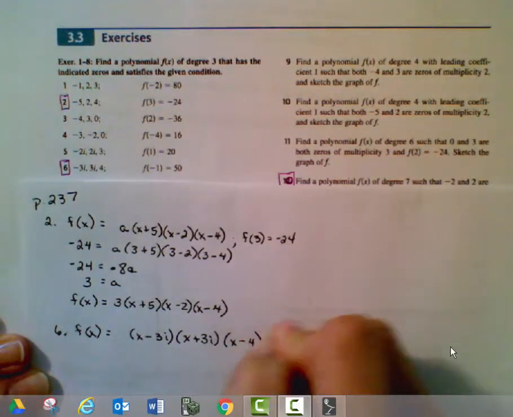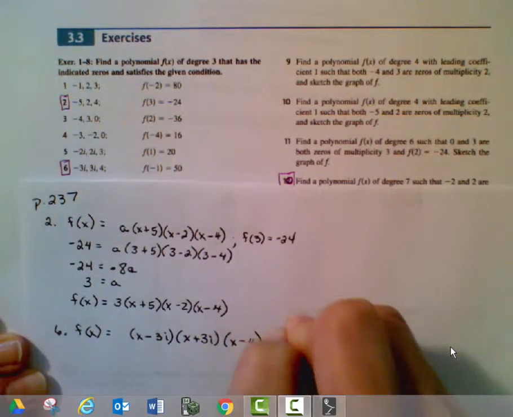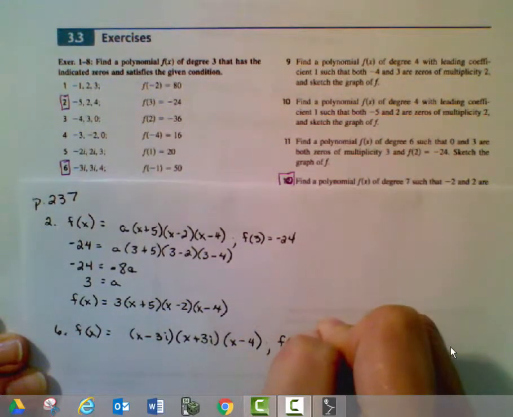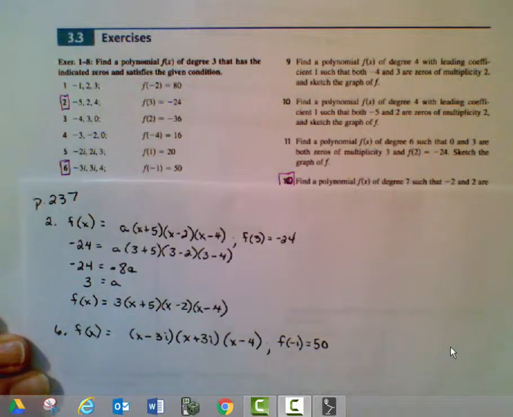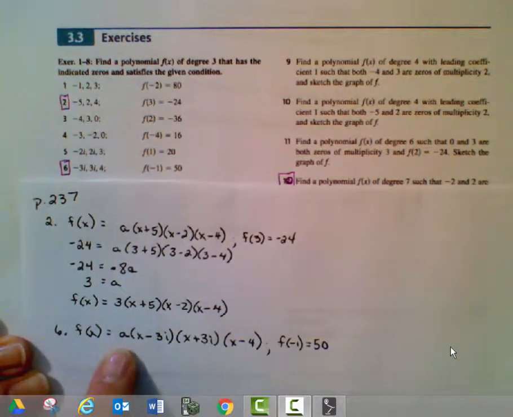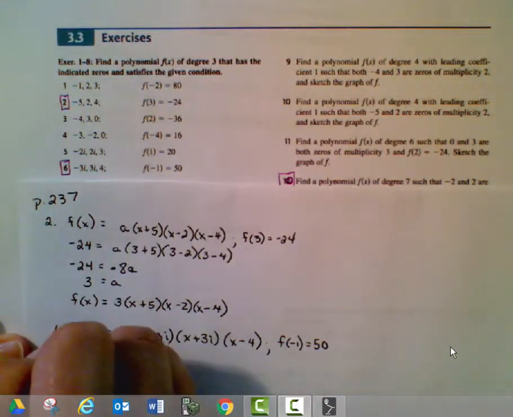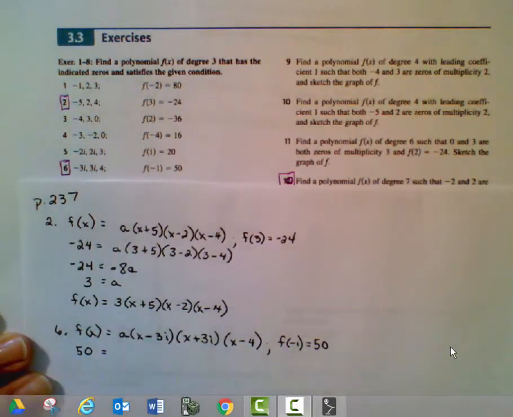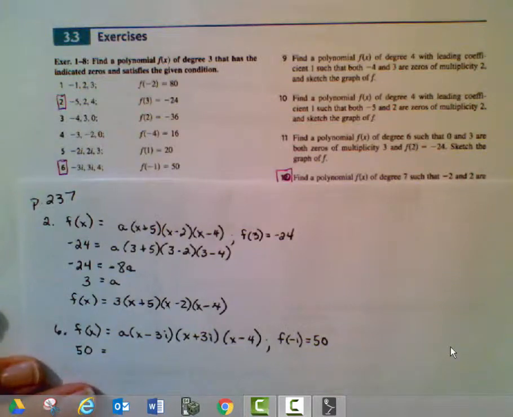And then we're given the one other condition, f of -1 equals 50. So we'll have to find some coefficient a such that if we let all of these x's be -1, we'll get a y value of 50. I'm going to put 50 in place of y, or f of x.